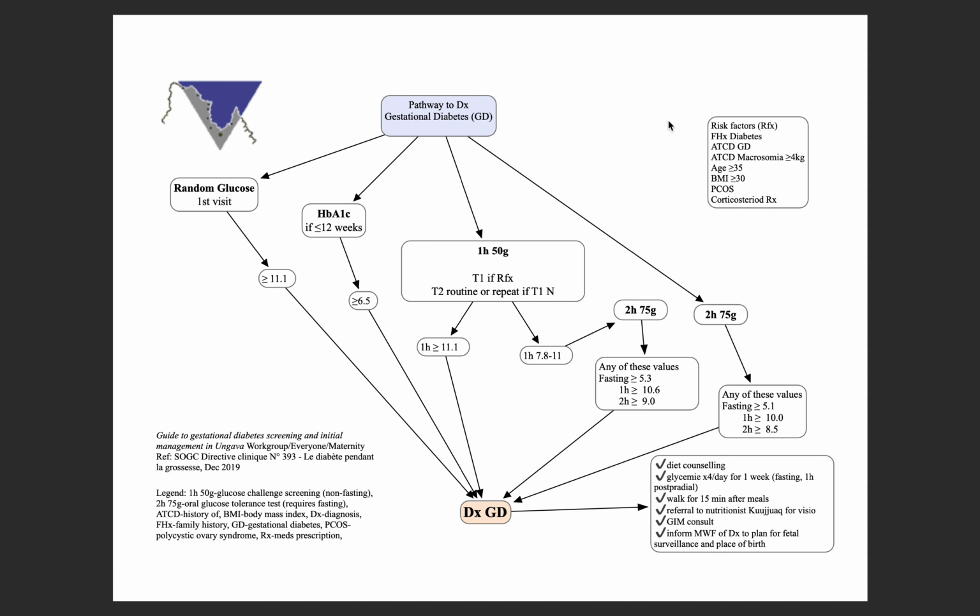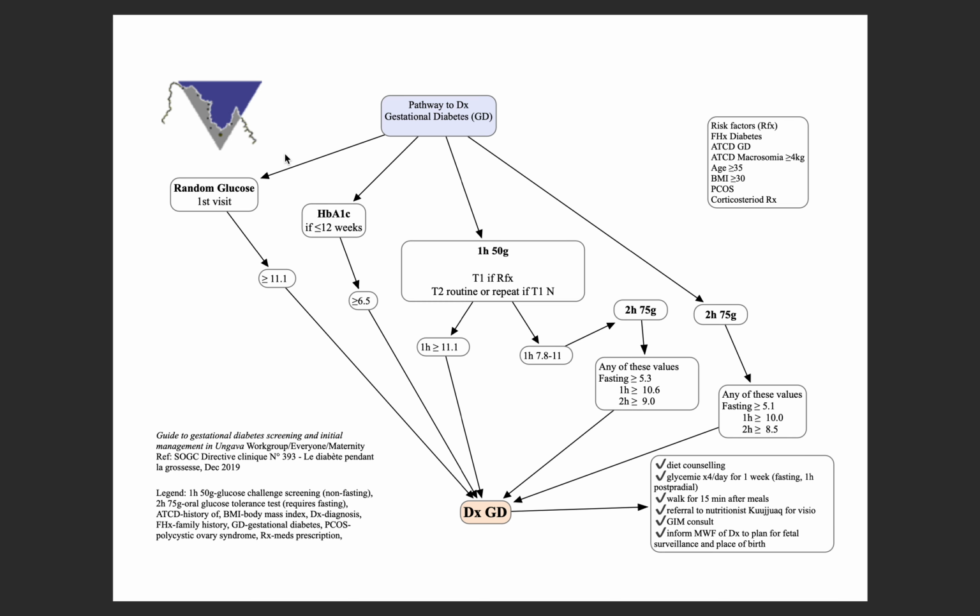A woman with risk factors for diabetes, we offer early testing. So testing in the first trimester. And those risk factors are family history of diabetes, first-degree relative, so mother, father, sister, brother. If they had previous gestational diabetes, if they had a large baby over 4 kilos, if they're over 35 years old, if they have a BMI over 30, if they have polycystic ovary syndrome, they tend to be a bit insulin resistant, or corticosteroid therapy for any sort of medical treatment.